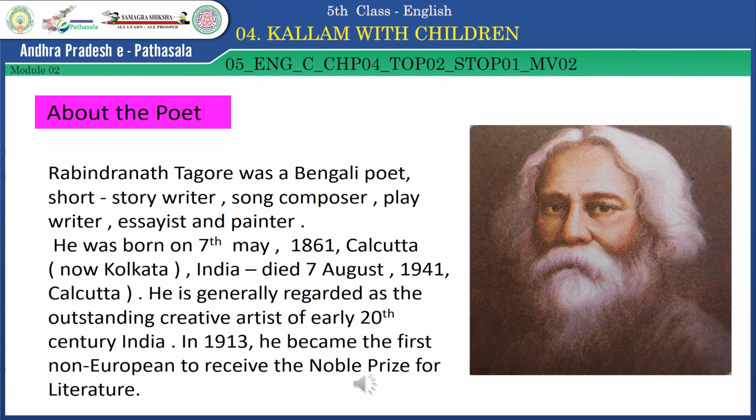About the poet. Rabindranath Tagore was a Bengali poet, short story writer, song composer, play writer, essayist, and painter. He was born on 7th May 1861 in Calcutta, now Kolkata. Died on 7th August 1941, Calcutta. He is generally regarded as the outstanding creative artist of early 20th century India. In 1913, he became the first non-European to receive the Nobel Prize for Literature.